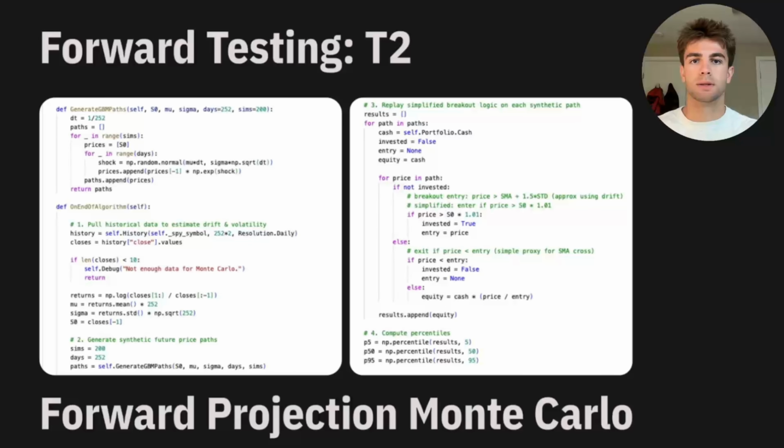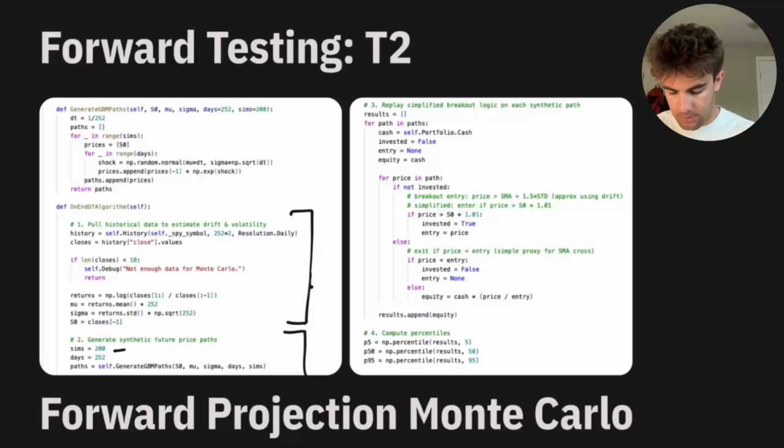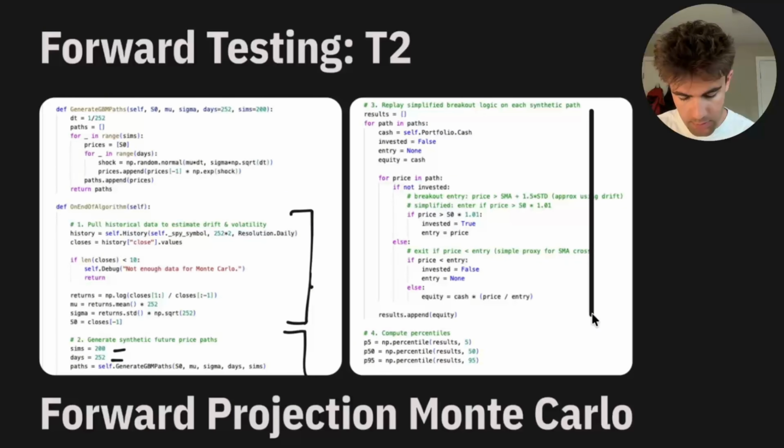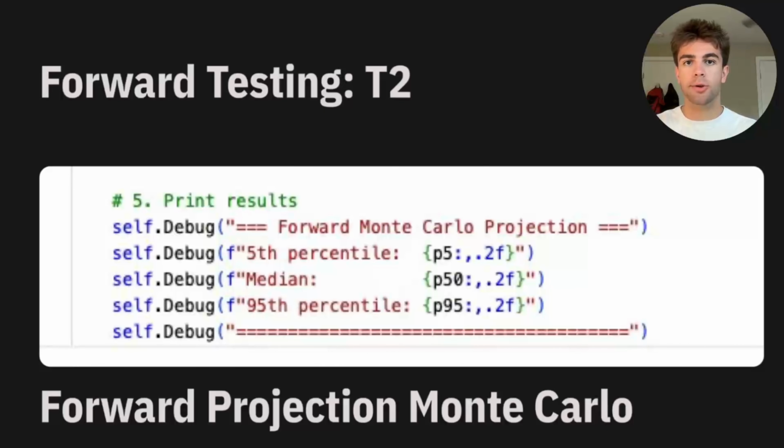So I think that this is an interesting process of how the code was able to do this. So first, pulling the historic data, because it's going to generate future data, but it needs historical data to base the future data off of. Then the next step, generating future synthetic data. Here we can see the number of simulations, the number of days that it's going to do. And then after it generates that synthetic data, it's going to run the strategy over that synthetic data. And then lastly, it is going to compute the different percentages and finally return back to us the result of the forward projection Monte Carlo.